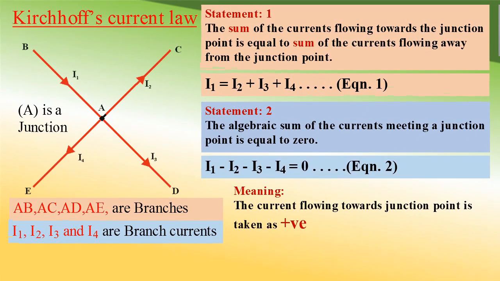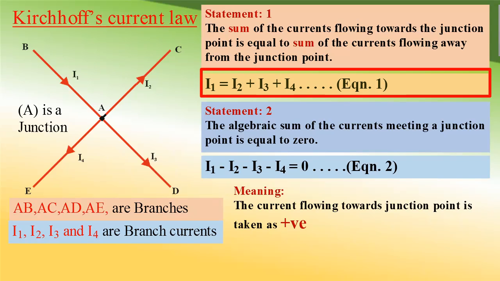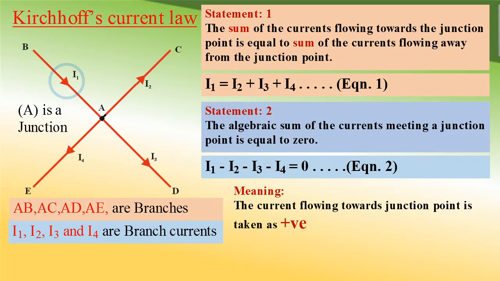Friends, Kirchhoff's current law can be stated in two forms. The first statement says that the sum of the currents flowing towards the junction point is equal to the sum of the currents flowing away from the junction point. If we put this statement into an equation, we get I1 is equal to I2 plus I3 plus I4, because I1 is coming towards the junction and I2, I3 and I4 are flowing away from the junction point.